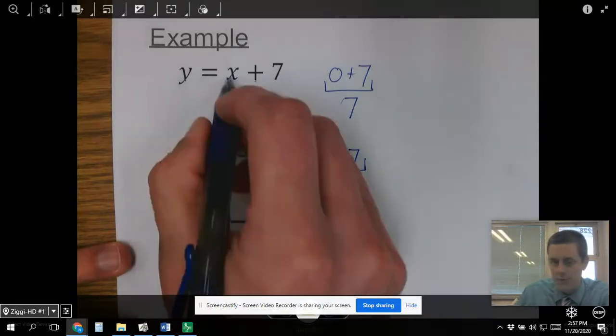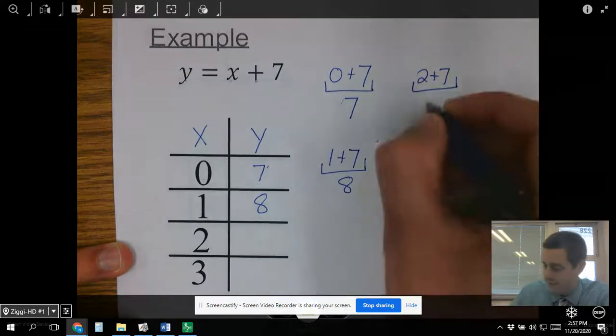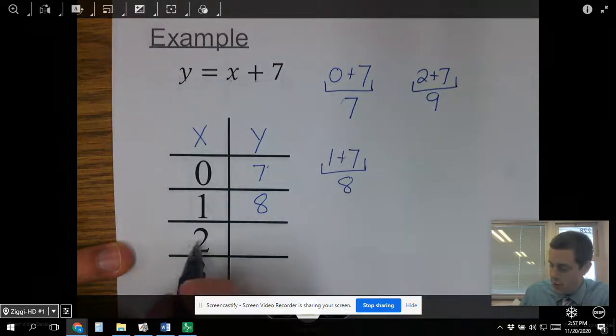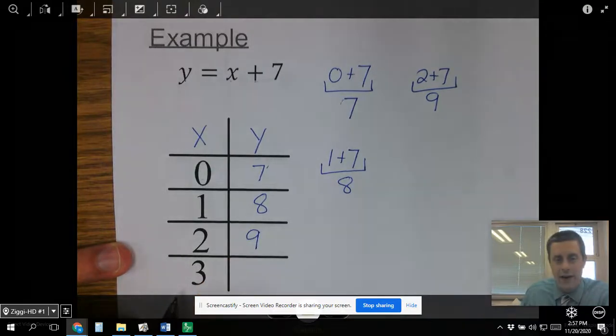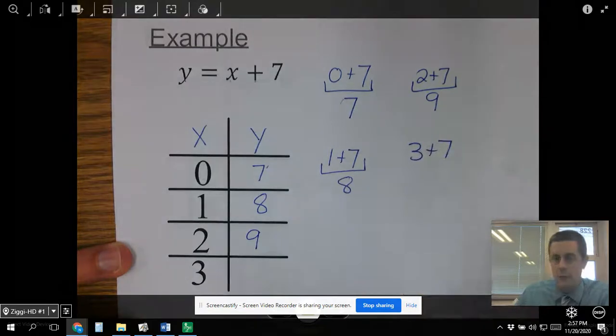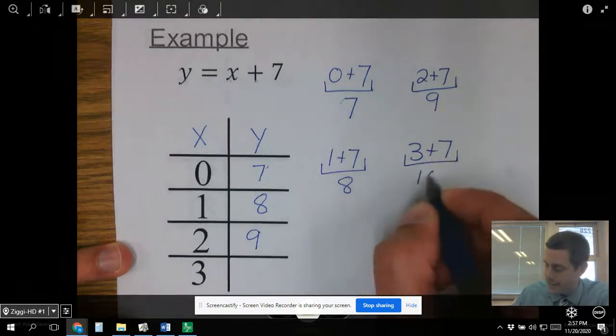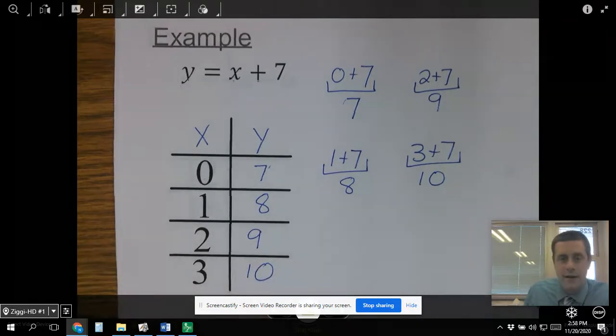Plugging a 2 in next, 2 into x. Instead of x plus 7, I'll get 2 plus 7. 2 plus 7 is 9. When x equals 2, y will equal 9. And then finally we have a 3. Plugging it into x, instead of x plus 7, 3 plus 7. We perform the calculation. 3 plus 7 is 10. When x equals 3, y equals 10. And so we just completed a function table.